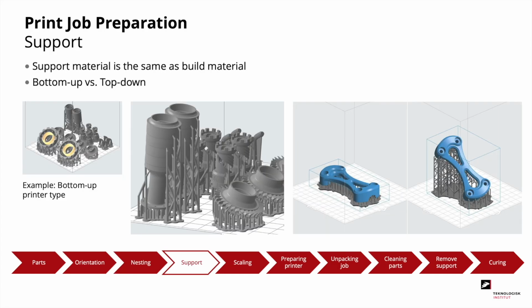Now we need to make the support structure. The support material is the same as the build material, but there is a difference between printing with bottom-up and top-down. Top-down printers have very few design restrictions and parts can be oriented in any direction. Flat alignment is often the best as it uses the least amount of support and gives the fastest build time. For bottom-up printers, the support structure is a bit more complex. Here you want to reduce the cross-section area to minimize the risk of failure in the build job. Therefore you need more support and this increases the build time.